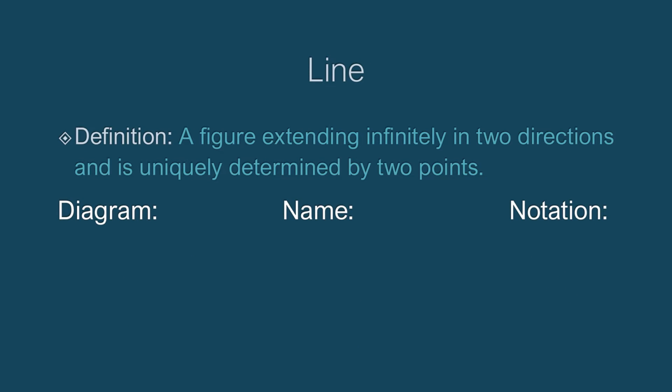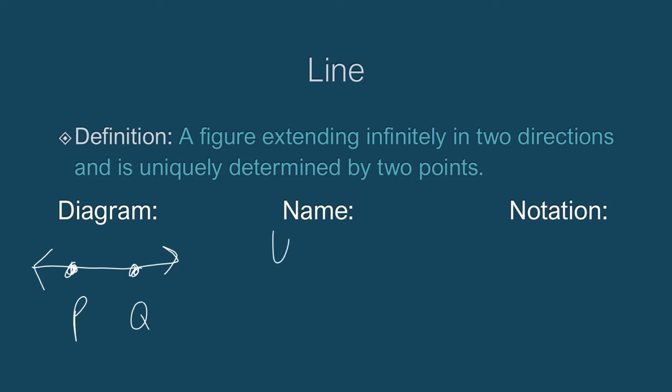Our next definition is a line. A line is a figure extending infinitely in two directions and is uniquely determined by 2 points. So when we are making a line, you have to have 2 points on that line. And obviously this is not the nicest. Maybe I need to get my stylus out. So you have 2 points on a line. We could say this point is P, this point is Q, okay? You have to have the 2 points there. You have to have the arrows.